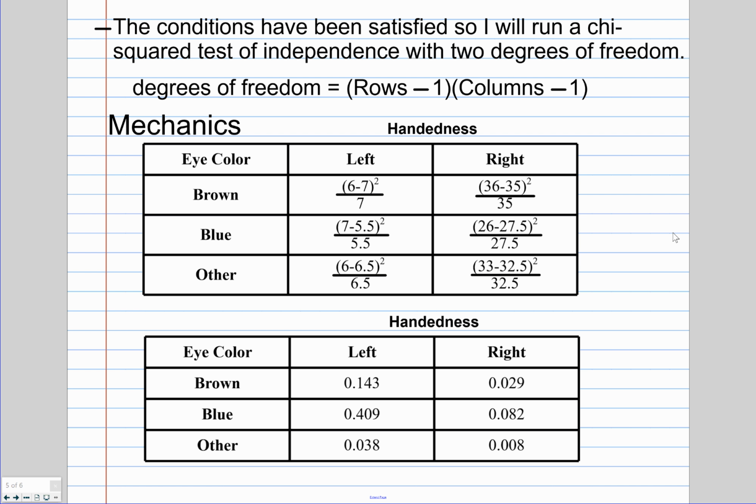There were more left-handed, blue-eyed people than we expected. But only by 1.5, so that's why it's still pretty small.